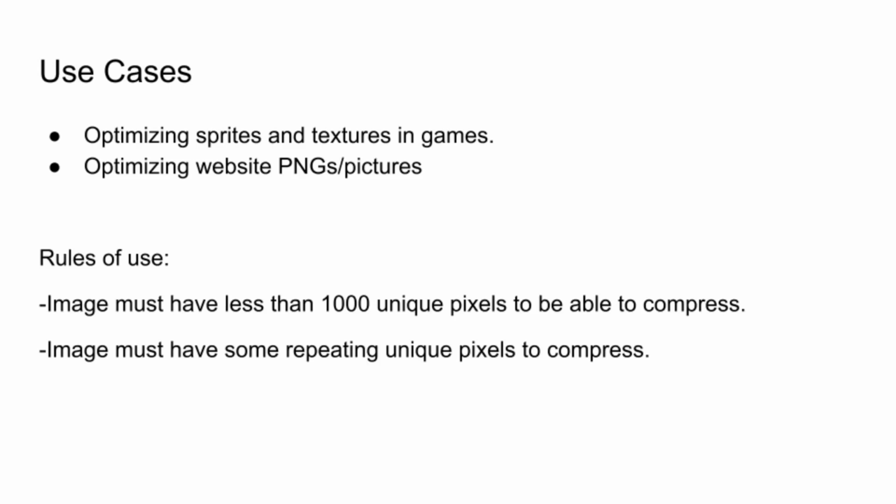But right now, as far as I know, it can only go up to about 1,000 unique pixels in the unique pixel list. And also, the image must have some repeating pixels to compress. It can't just be only unique pixels. It has to have some index pixels that are repeated, just like regular text file compression.